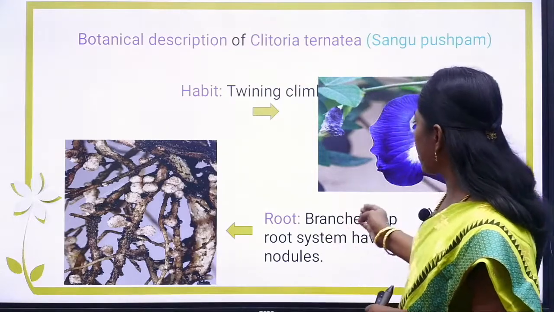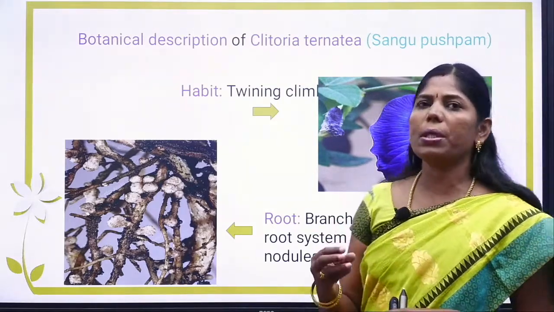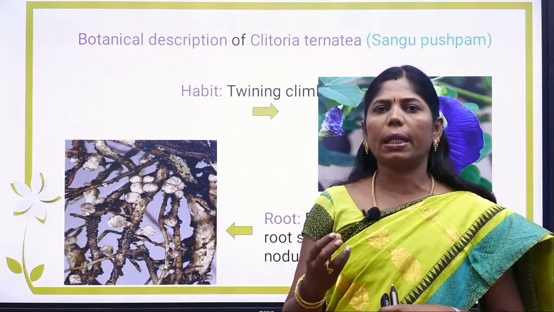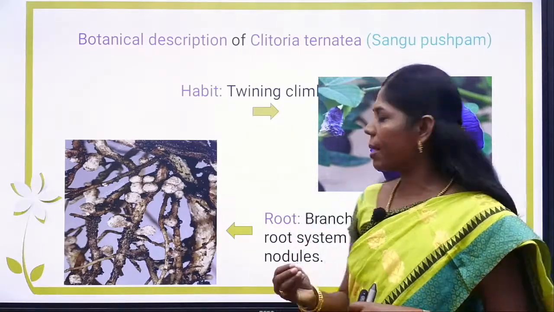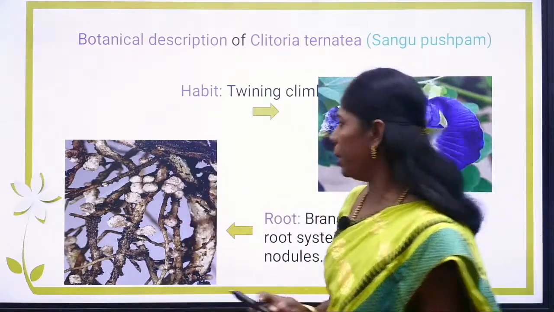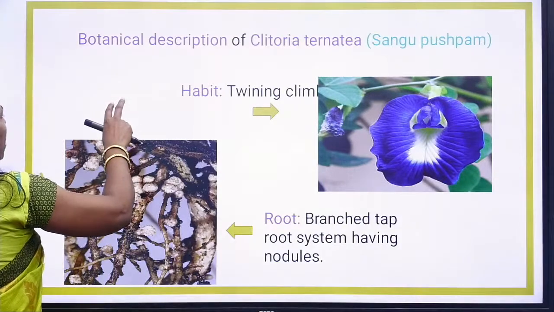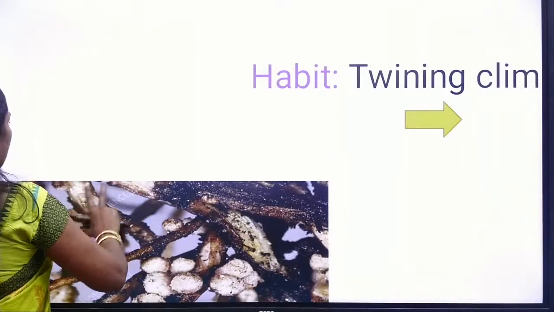Okay, so the root consists of a branched taproot system. It has nodules, that is tubercles. Already we studied that. It contains Rhizobium leguminosarum. That is a bacteria, a symbiotic bacteria.